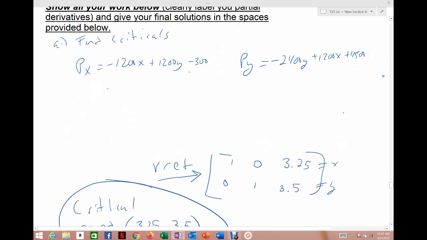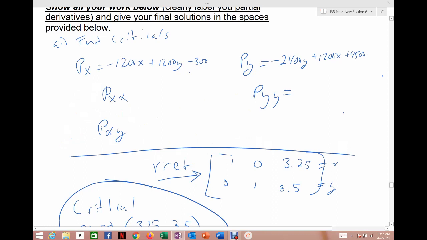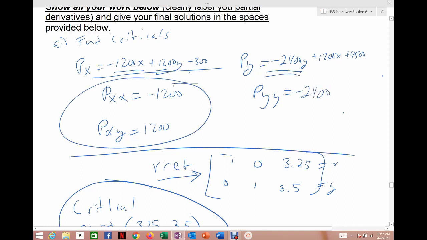Alright, so the second derivative with respect to x, and then my mixed derivative, and then my second derivative with respect to y. They should come out numbers. Alright, so looking here first, finding its derivative with respect to x and then y. So with respect to x, it's negative 1200. With respect to y, it's a positive 1200. And then looking over here, its derivative with respect to y is negative 2400. Alright, so there are my values.